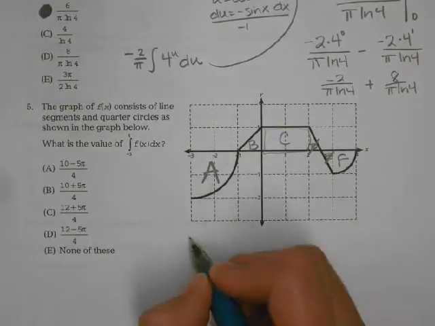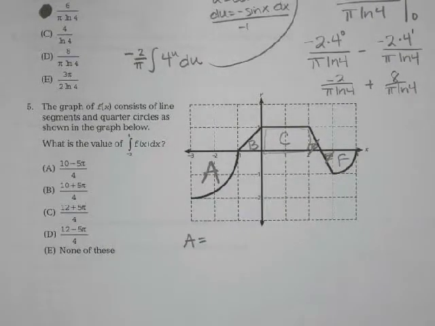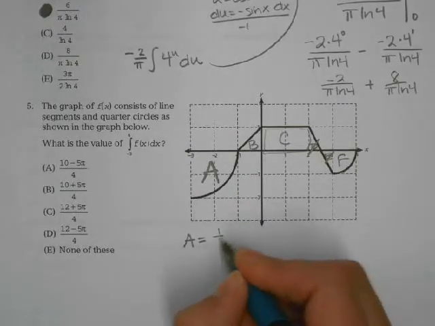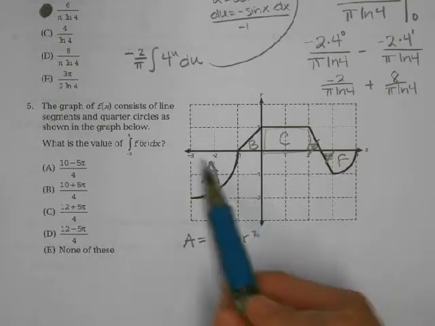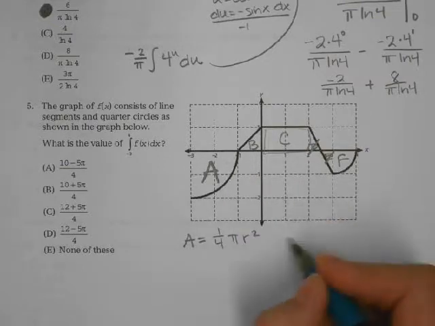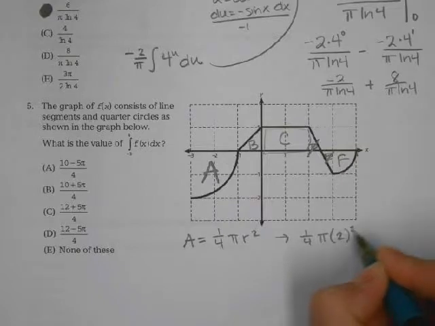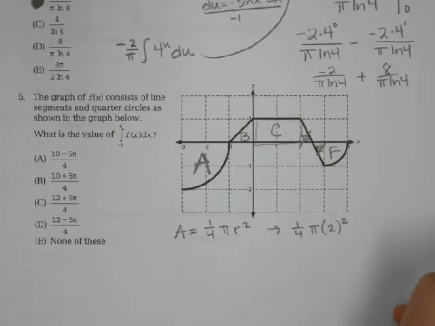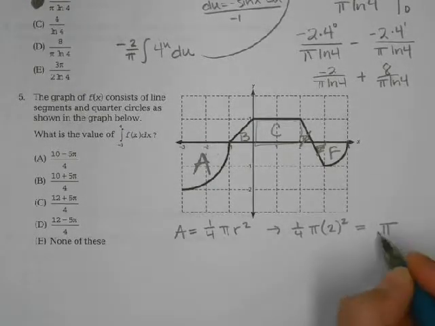For this one, I noticed that this is a quarter circle, because it looks like one, but they also told us in the problem that that was a shape that's on there. So I said that A is going to be 1/4 pi r squared, and I could see that my radius was 2, so this is 1/4 pi times 2 squared, and so that would be 1/4 times 4 times pi. So that area is pi. It's underneath the x-axis, so it's negative.